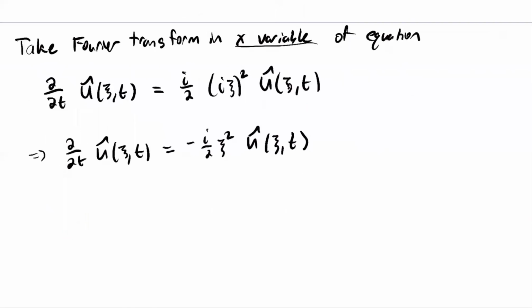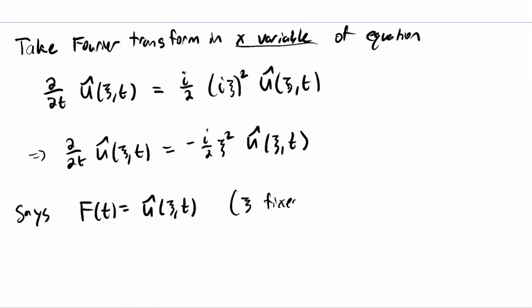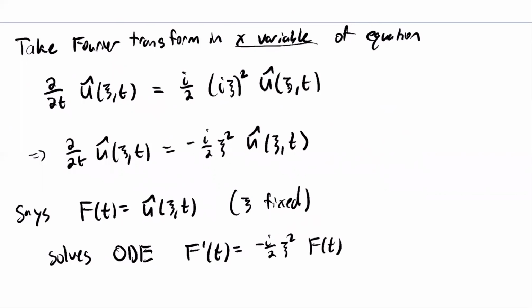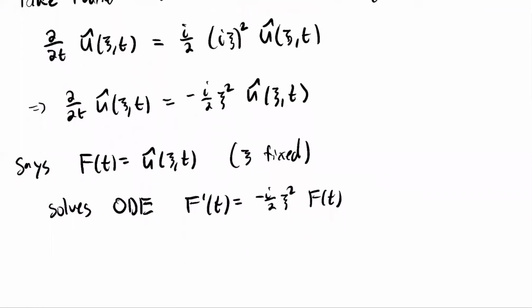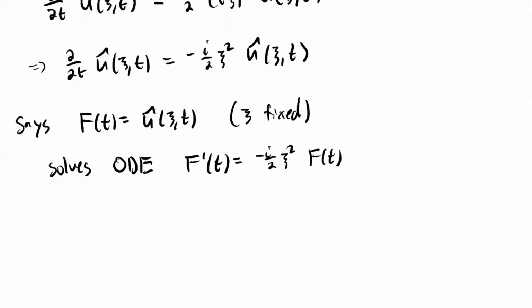And so this says that if I look at the function, say, let me define f of t equals u hat of xi, t, where xi is fixed, this solves the ODE f prime of t is equal to minus i over 2 xi squared times f of t. So technically, xi is a variable and can change, but let's just fix it and only look at this as a function of t. We're fixing xi momentarily and pretending that it's not changing. In that case, we arrive at this ordinary differential equation, which we can solve relatively easily.